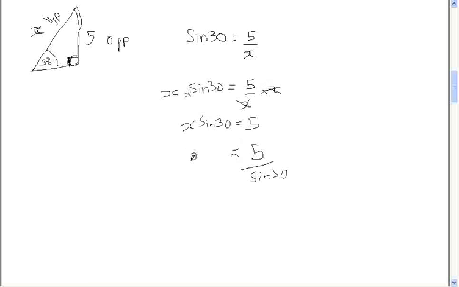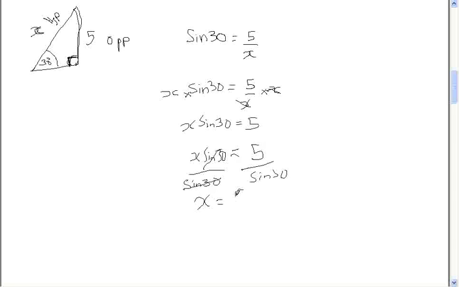I suggest you do these steps when you're first starting out, and then there are some shortcut methods where you could leave out a couple of these steps here. So I divide both sides by sine 30. So this sine 30 and this sine 30 cancel out. I am left with x is equal to 5 divided by sine 30.